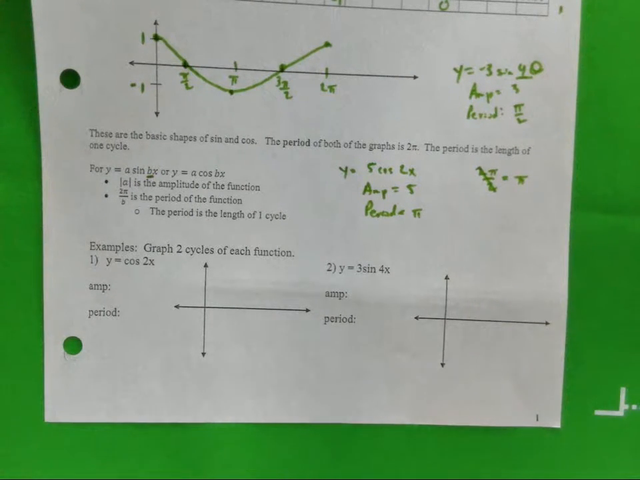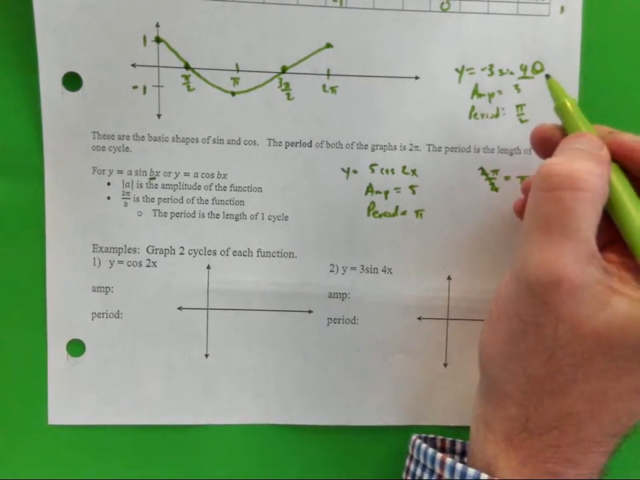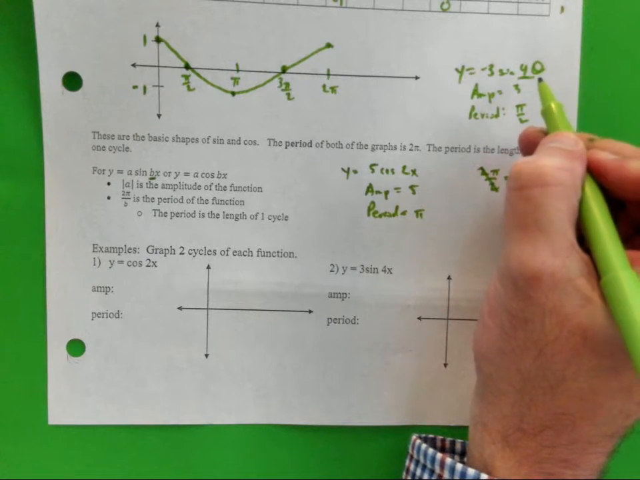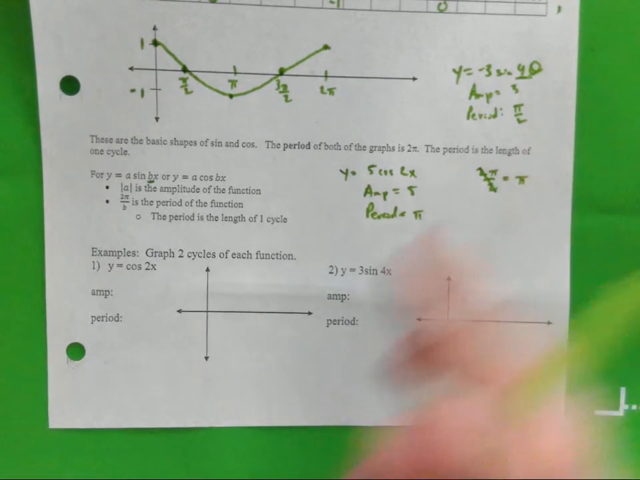So amplitude is the absolute value of the A value. To find the period is 2 pi divided by B, and B is the value in front of theta or in front of x. Okay?